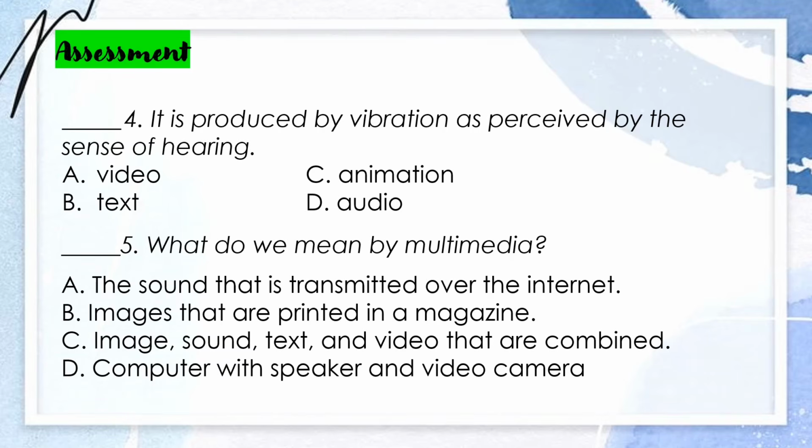Number 5. What do we mean by multimedia? A. The sound that is transmitted over the internet. B. Images that are printed in a magazine. Letter C. Image, sound, text, and video that are combined. D. Computer with speaker and video camera.